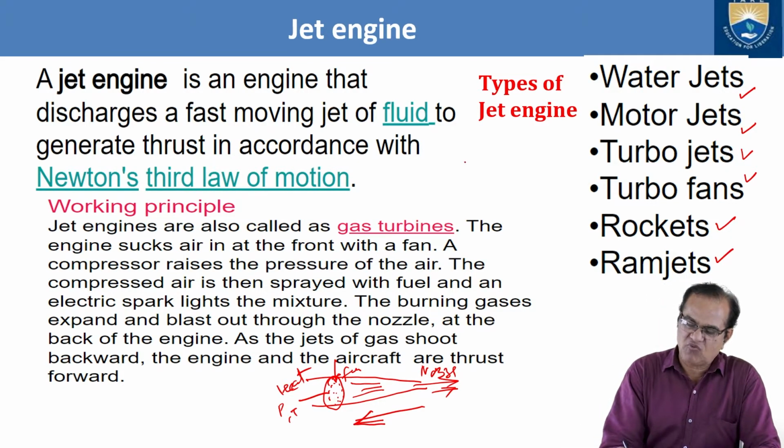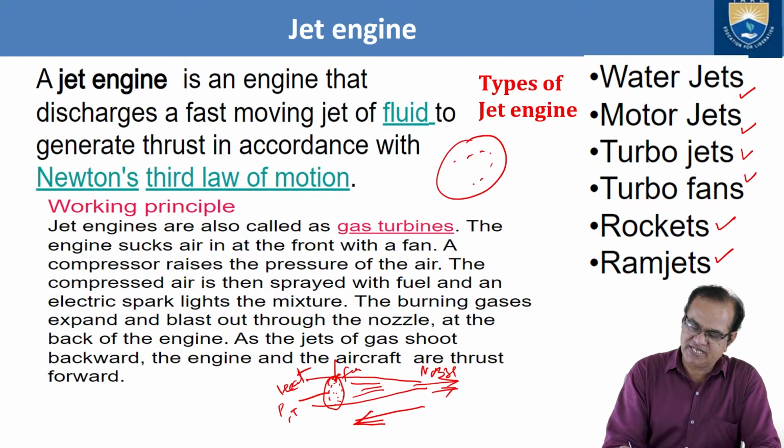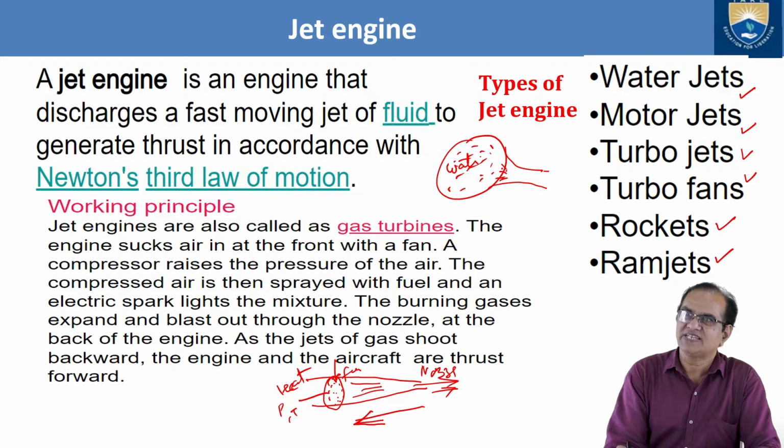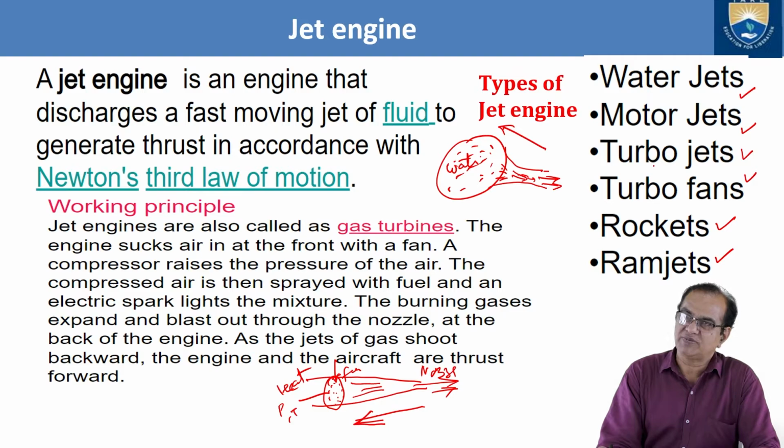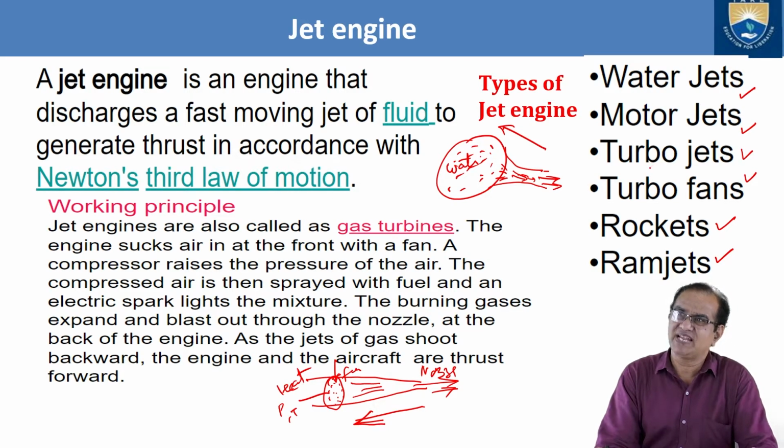Water jet means water is filled and water is pressurized. If this is the water here, and this water is pressurized, and this is the opening, as and when you open this, a high jet will move in this direction and the body will move. So it is a water jet. Motor jet means the motor will operate and throw the water or the gases and it will go. Turbojet, turbofan, rockets and the ramjets, I will be explaining in detail.